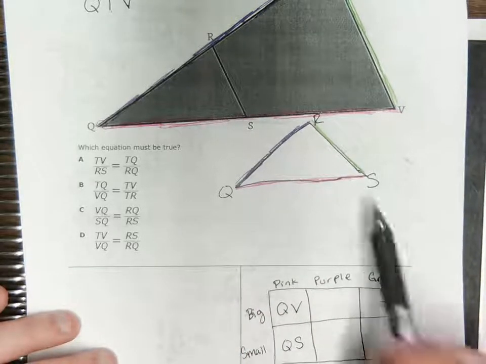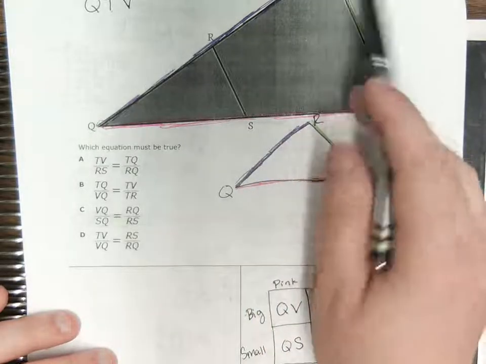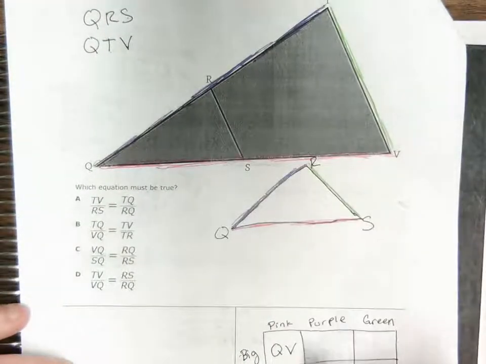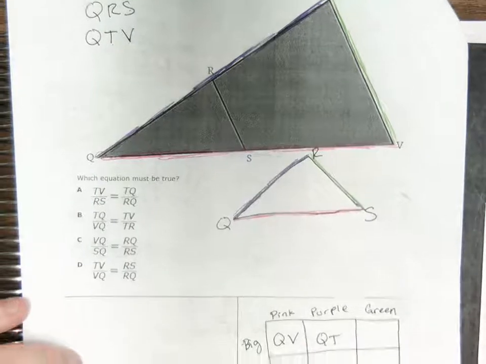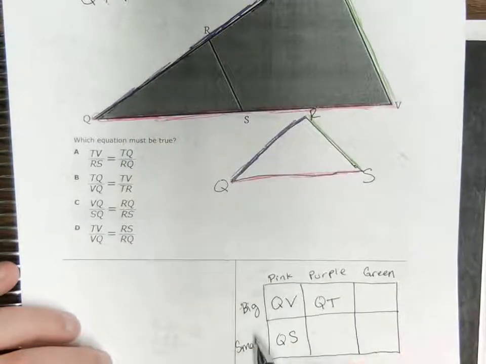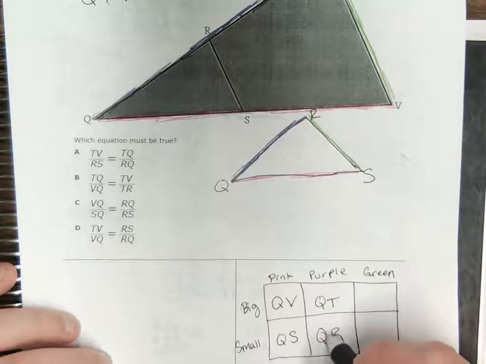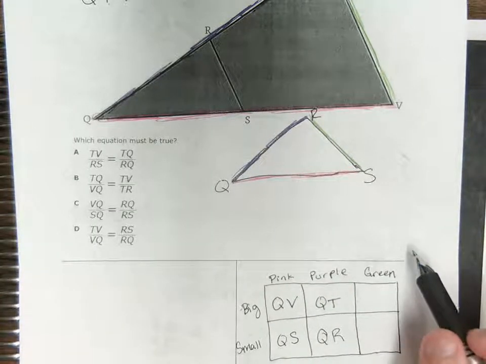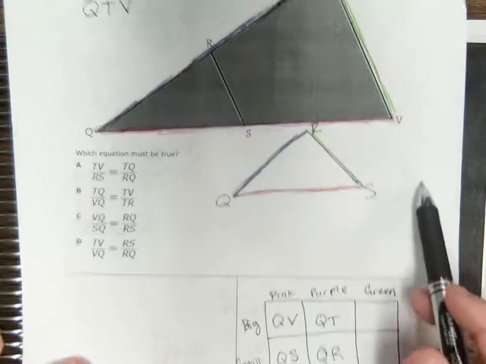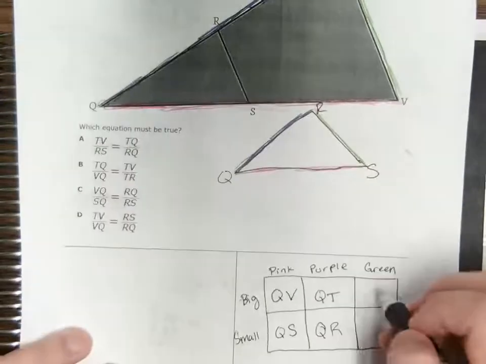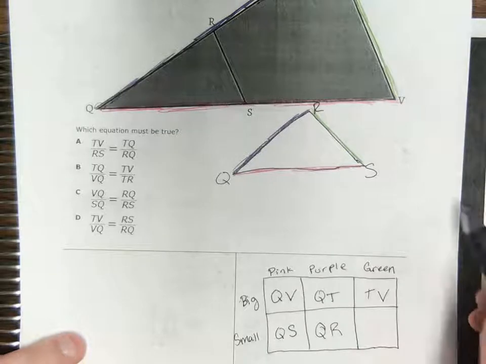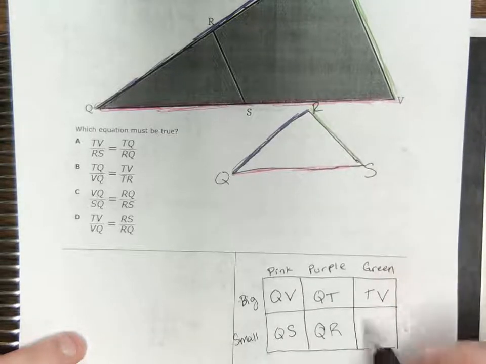Big triangle on the purple side is QT. You can see that, QT. And then the purple side on the small triangle is QR. So I'm going to put QR. And then on the green side on the big triangle is TV. So I'm going to put TV here. And then on the green side on the small one is RS. So I'm going to put RS here.